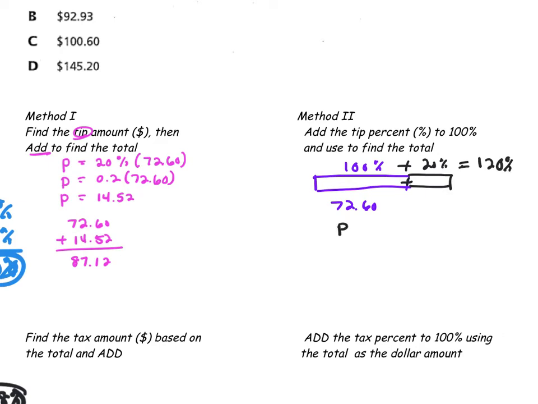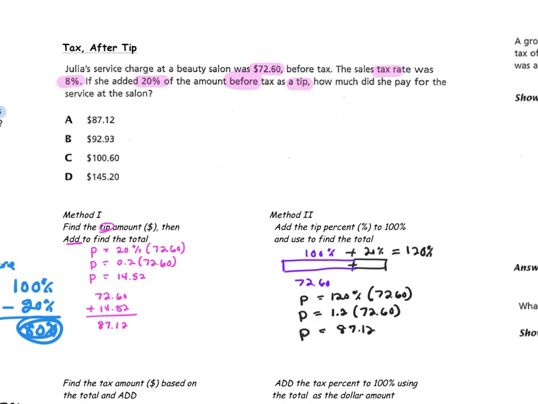So we would start with part equals 120% times $72.60. So when we move the decimal, we're going to get 1.2 or 1 2/10 times $72.60. So pause and use your calculator again. And we got $87.12 both ways. So now here's where this problem diverts from the other problem.